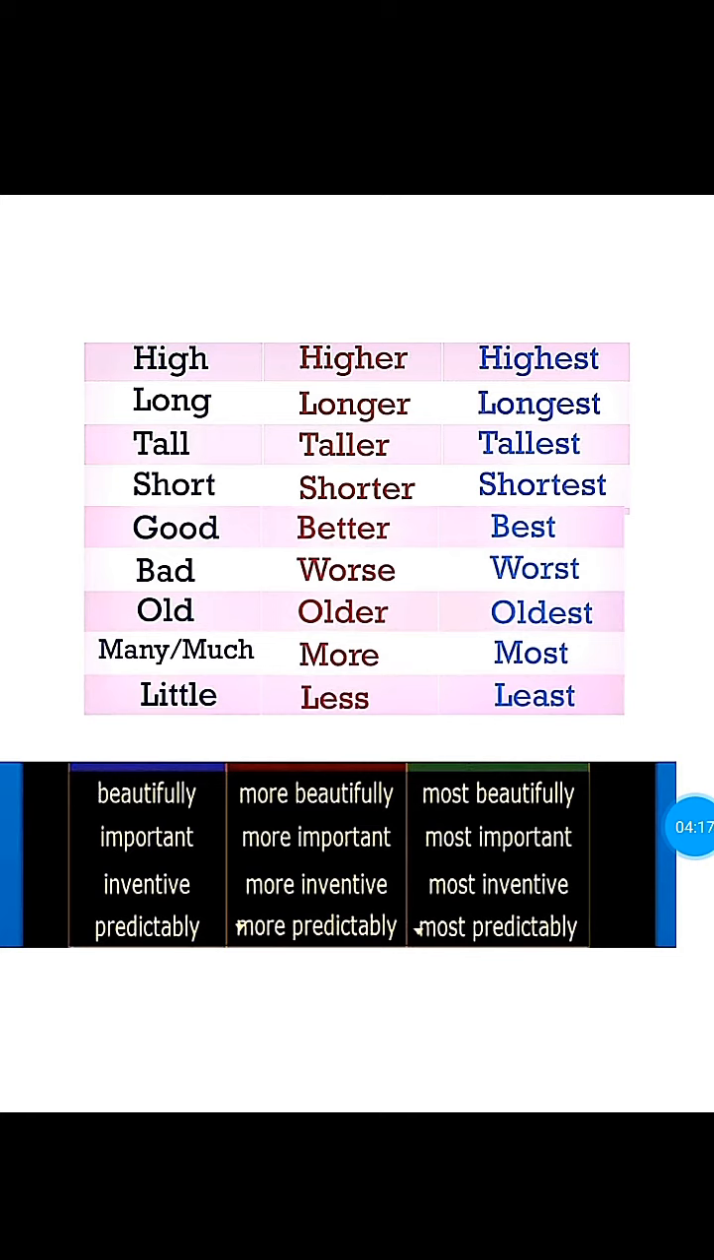Important, more important, most important. Inventive, more inventive, most inventive. Predictably, more predictably, most predictably. Like that, we add more or most according to the degrees of the adjective. Some examples: useful, more useful, most useful. Beautiful, more beautiful, most beautiful. According to the syllable, we have to add more or most according to the degree also.